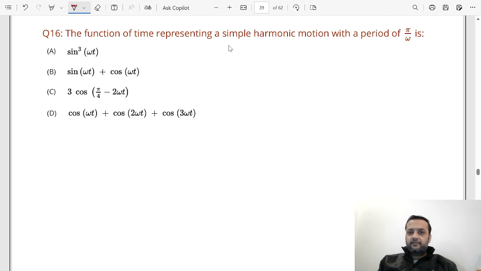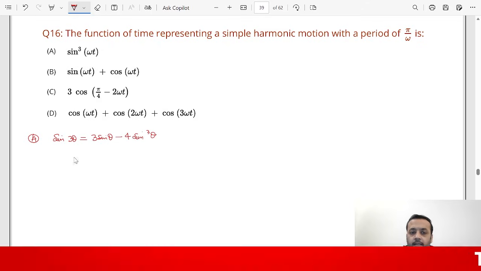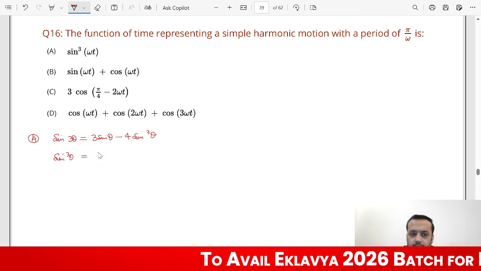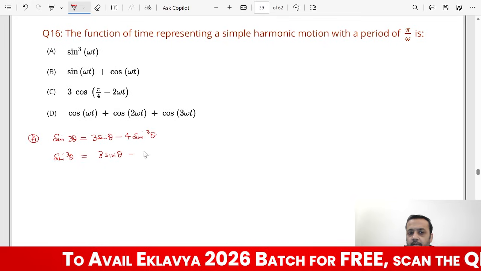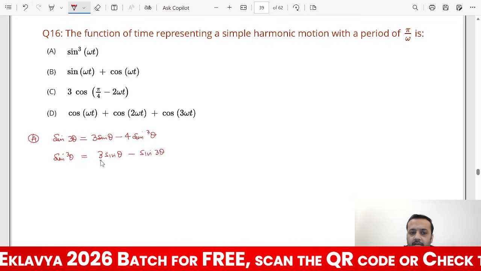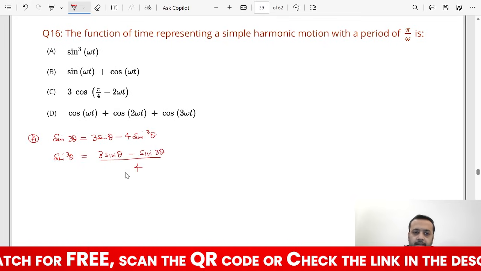Now in this question we have to find which function will have a period of pi by omega. If you look at the first function, it is sine cube omega t. If you remember, sine 3 theta is 3 sine theta minus 4 sine cube theta. So from here we can see that sine cube theta is nothing but 3 sine theta minus sine 3 theta, divided by 4.